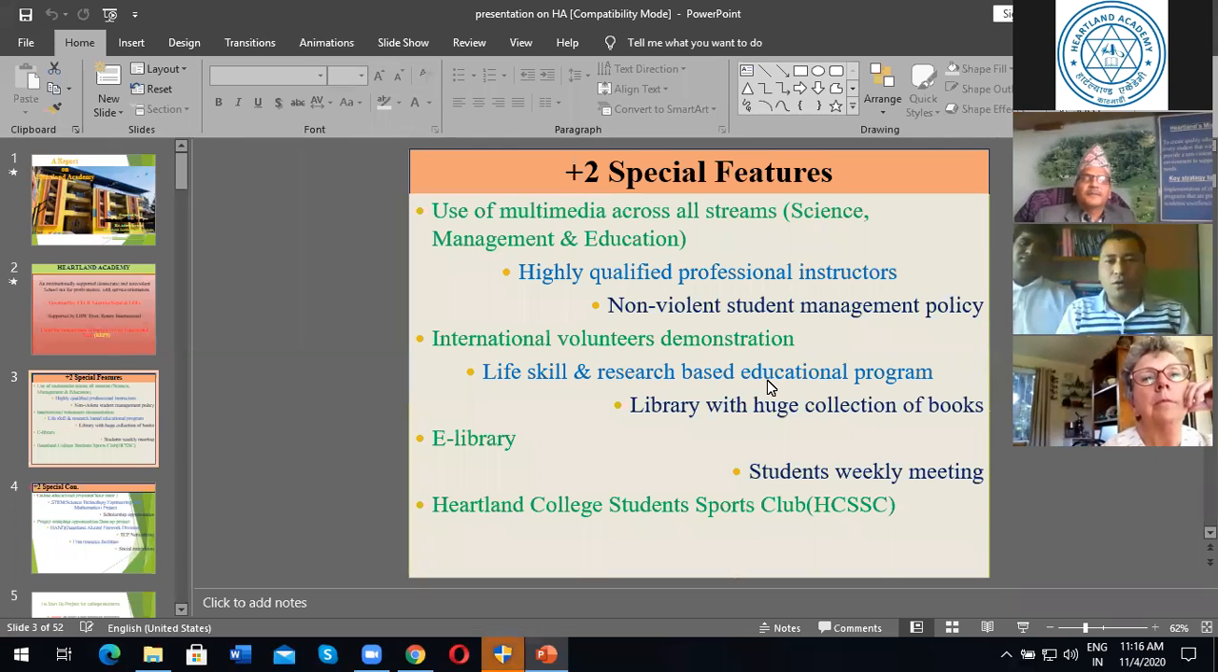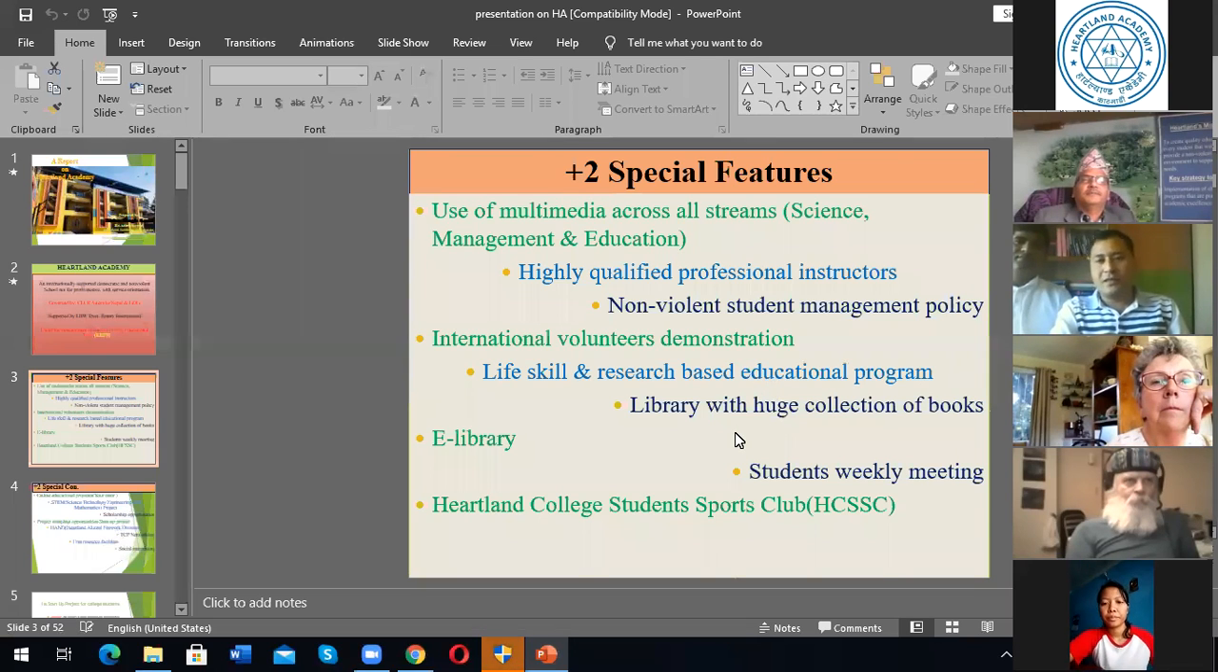Similarly, we focus on a research-based educational program, not only the parrot learning system or lecture-based activities, but mostly research-based activities. We have very good facilities of the internet, multimedia projectors, and ICT, and students have the freedom to select these departments and these opportunities, and they learn as per their interest and they do the research.